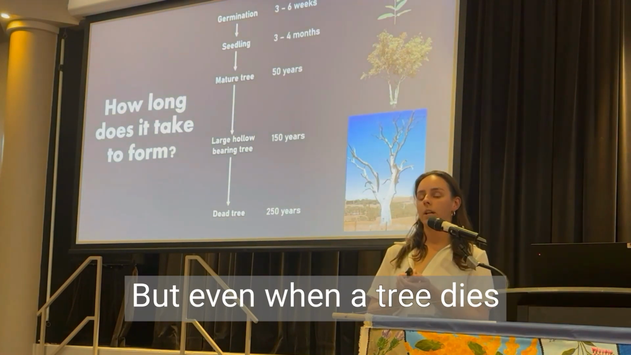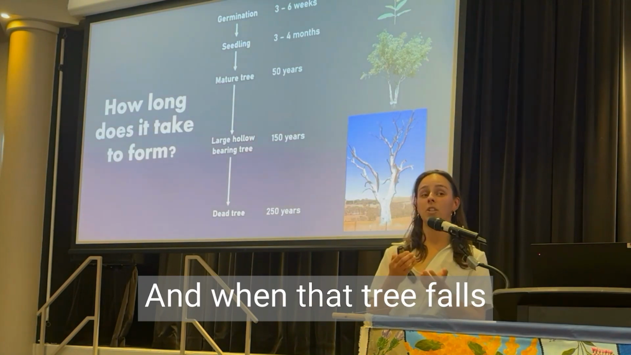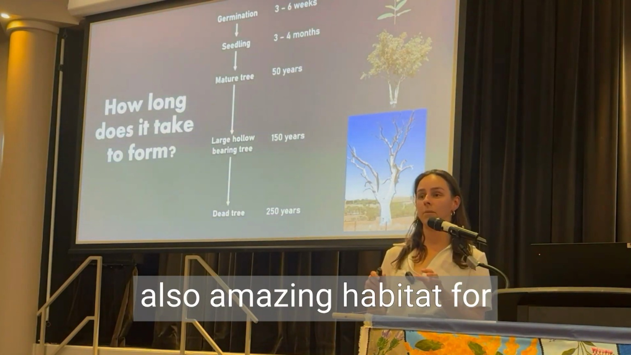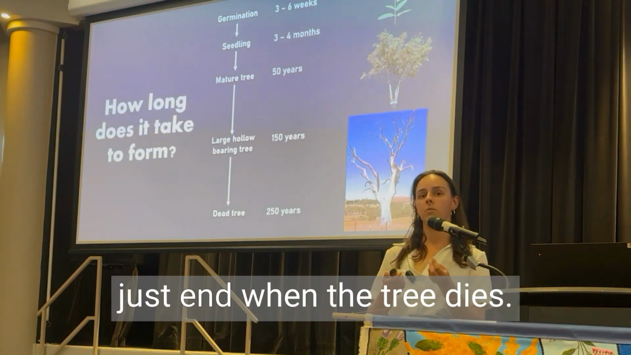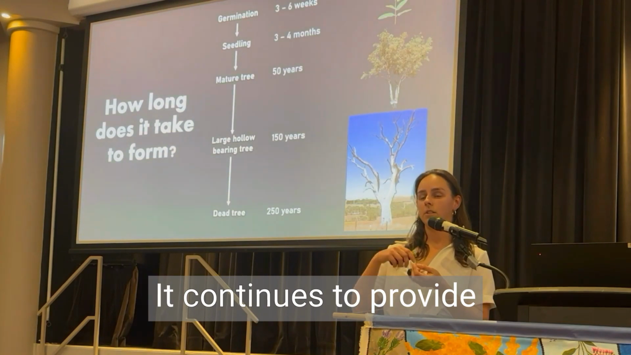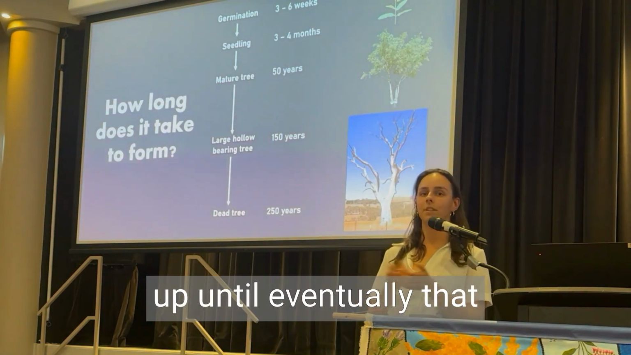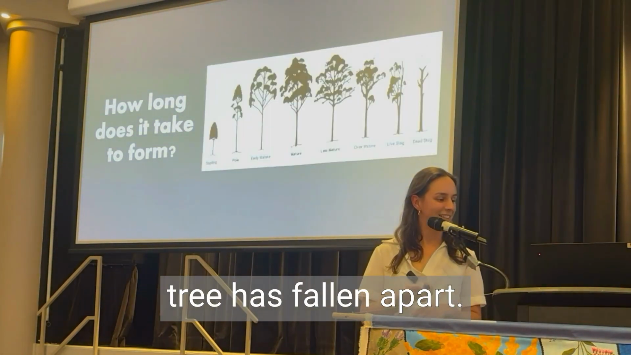But even when a tree dies and it's still got hollows in it, it's still fabulous habitat. And when that tree falls on the ground, those hollows on the ground are also amazing habitat for ground-dwelling species. So the life of a hollow doesn't just end when the tree dies, it continues to provide habitat for species right up until eventually that stag, that fallen tree, has fallen apart.